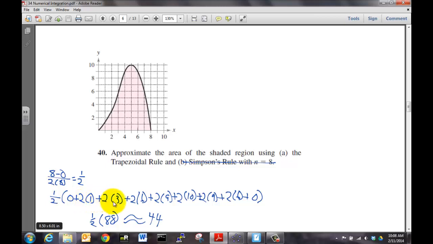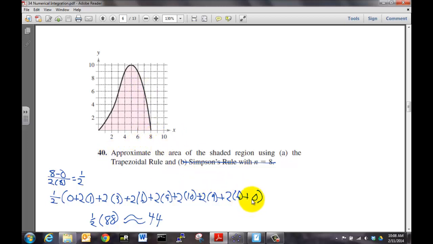And we do the same thing. The function value at 2 is 3, so that's how I get the 2 times 3. The function value at 3 is about 6, so that's how I got the 2 times 6, and so forth and so on. At 4, the function value is 9, so I have 2 times 9. At 5, the function value is 10, 2 times 10. At 6, the function value is 9, 2 times 9. At 7, the function value I estimated at 6, so 2 times 6. And at 8, the function value is 0.